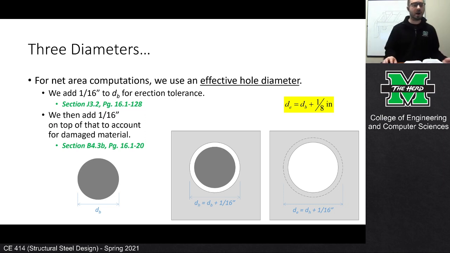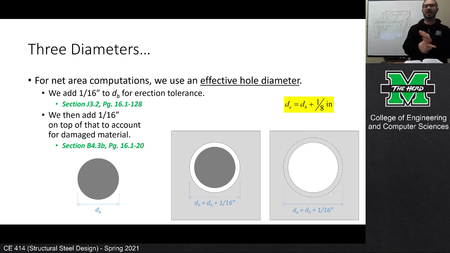Before I open it up to questions, I am going to say one thing. You all are not going to like me later on in the semester when we look at bolted connections, because when we are assessing the limit states related to bolted connections, we don't use the effective hole diameter, we use the actual hole diameter. So when we get to bolted connections, we're going to add 1/16 of an inch. For now, you're just going to add 1/8, but later on, you're going to add 1/16, and you're going to go, dang it, Dr. Mike, why can't you just keep it consistent? My apologies for that, but that's steel design.